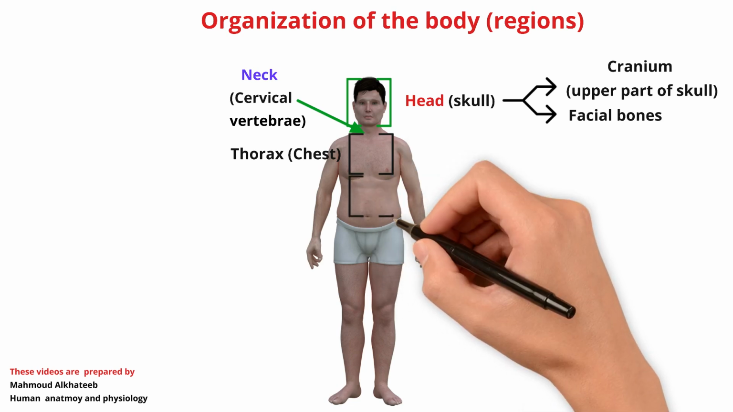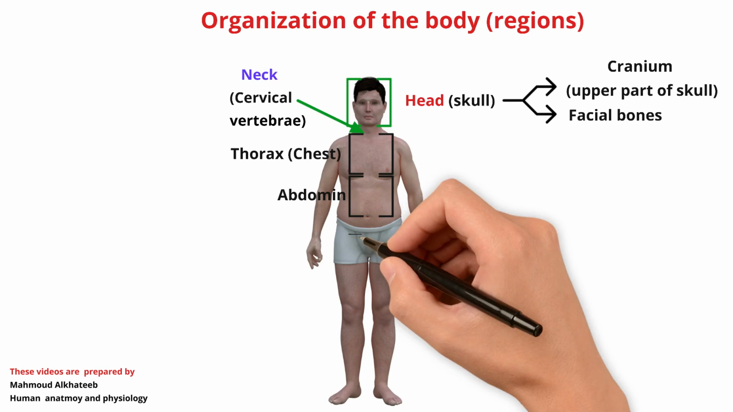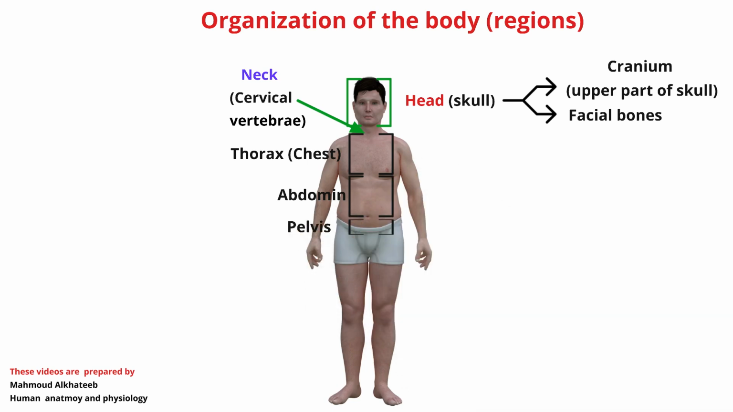Next, we move to the abdomen, which lies just below the chest. This area is often referred to as the abdominal cavity and contains many of the body's key digestive organs, including the stomach, liver, intestines, and pancreas. Below the abdomen is the pelvis, made of the pelvic bones. The pelvis houses critical organs for the urinary and reproductive systems, such as the bladder, reproductive organs, and parts of the large intestine.